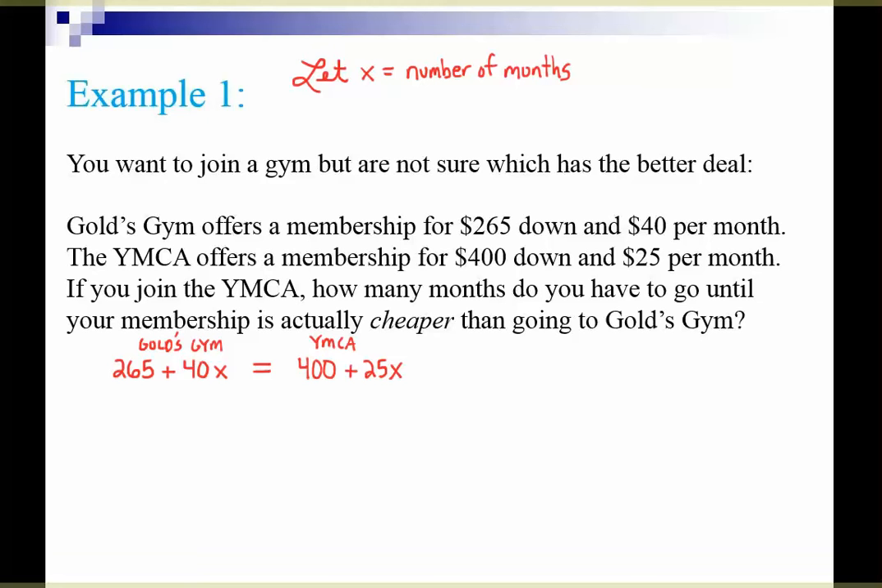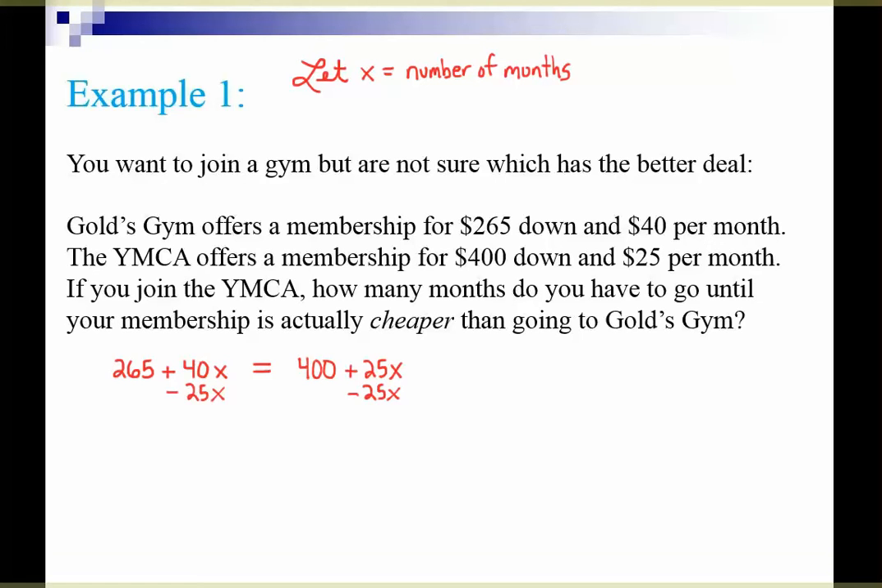Okay, so you have this equation, and that's typically the hardest part, coming up with the equation. So the 265 plus 40x represents Gold's Gym. 400 plus 25x represents the YMCA. What do you think you're going to do now? Well, you're going to solve this and you're going to get some value for x. This is an equation with variables on both sides. We're going to solve it the way that you've already practiced. So begin by collecting variables. Probably the best first step, in my opinion, would be to take away 25x.